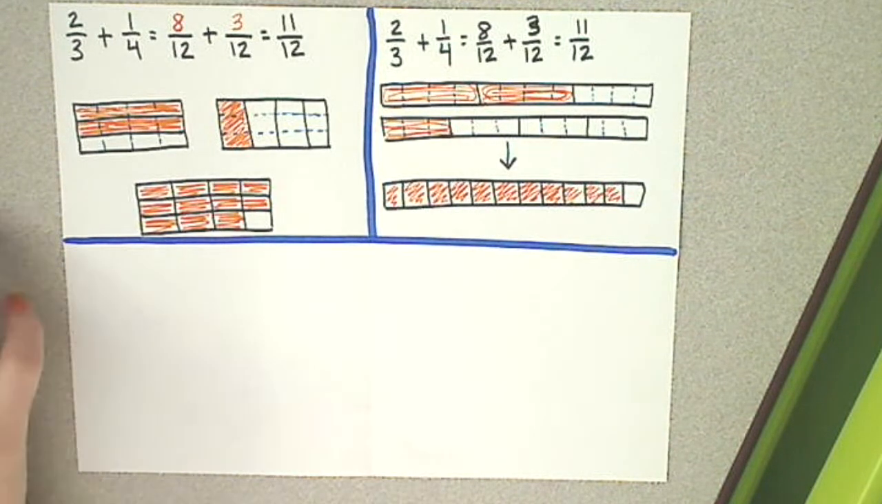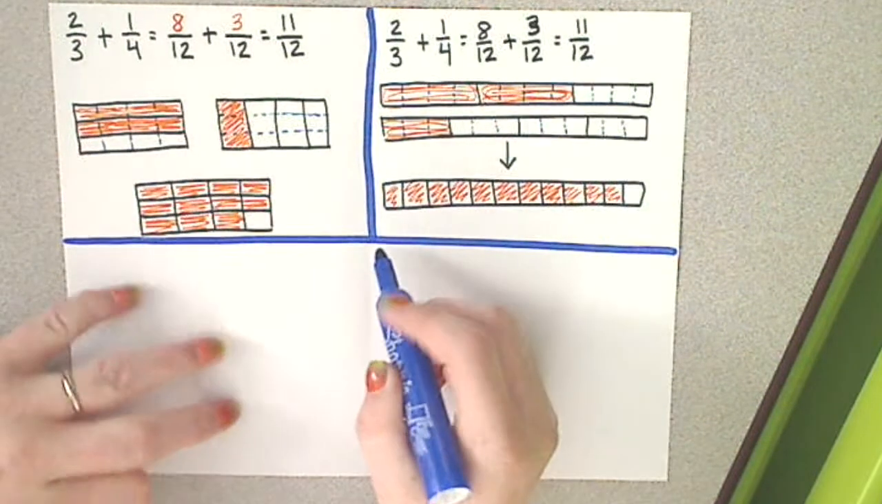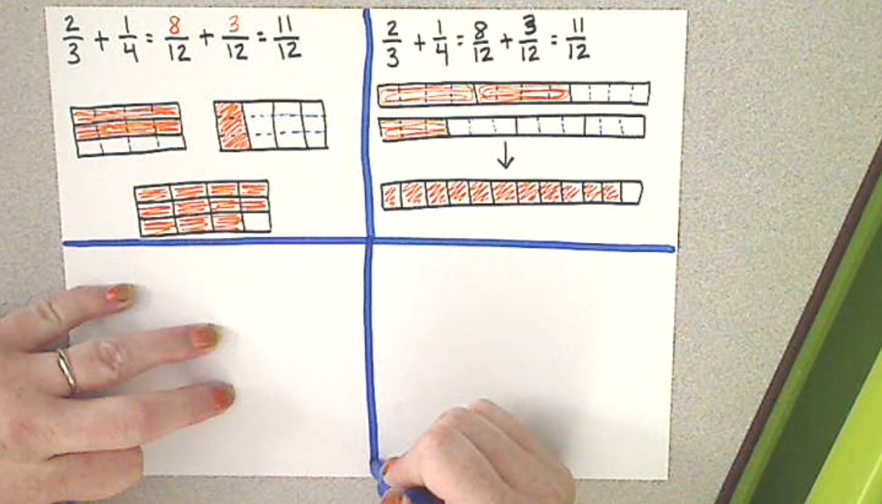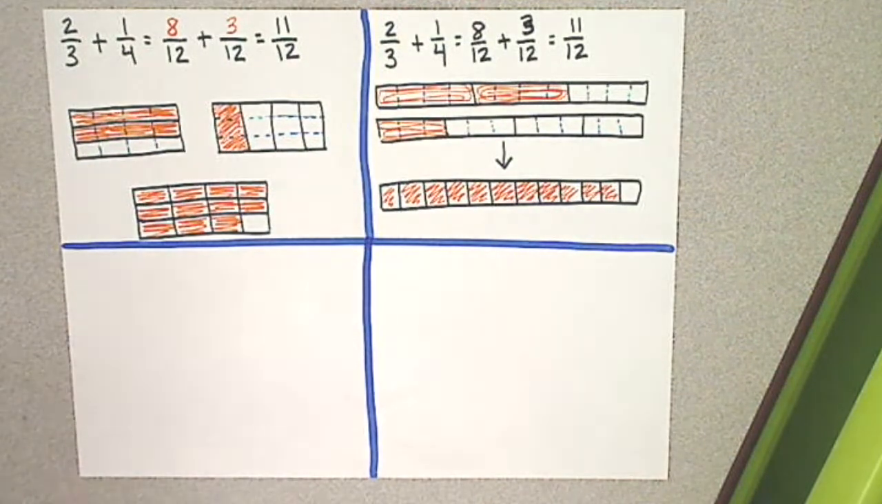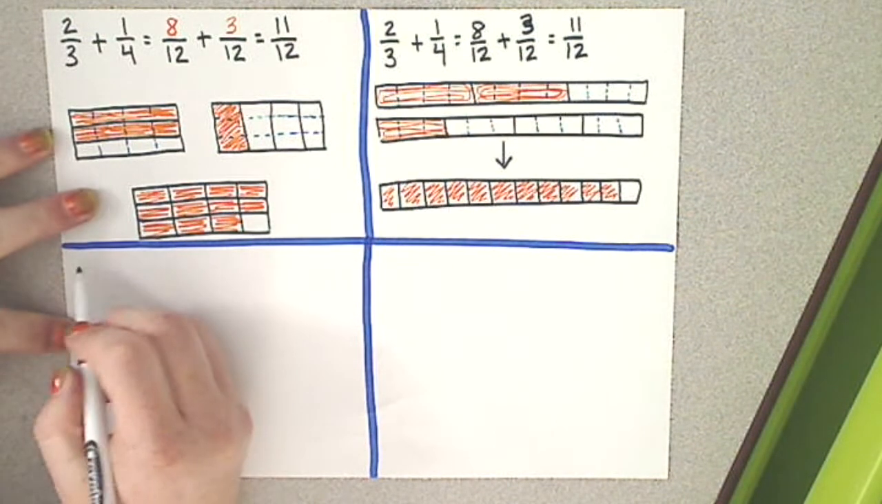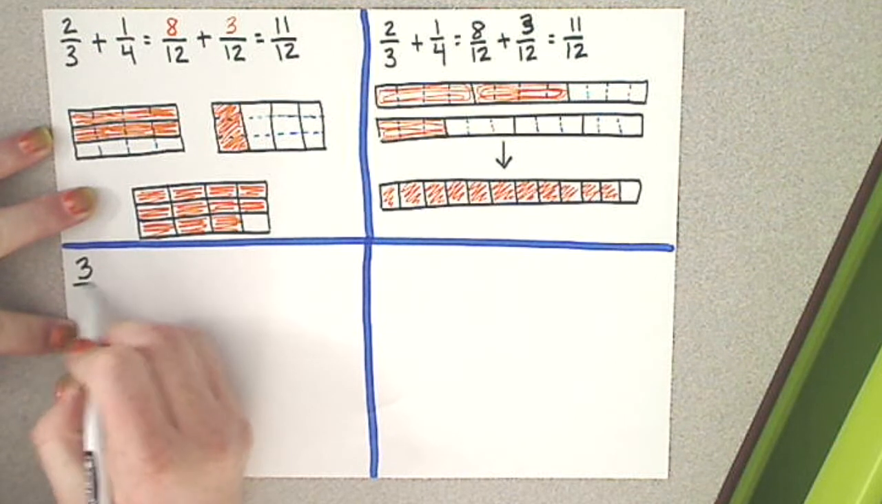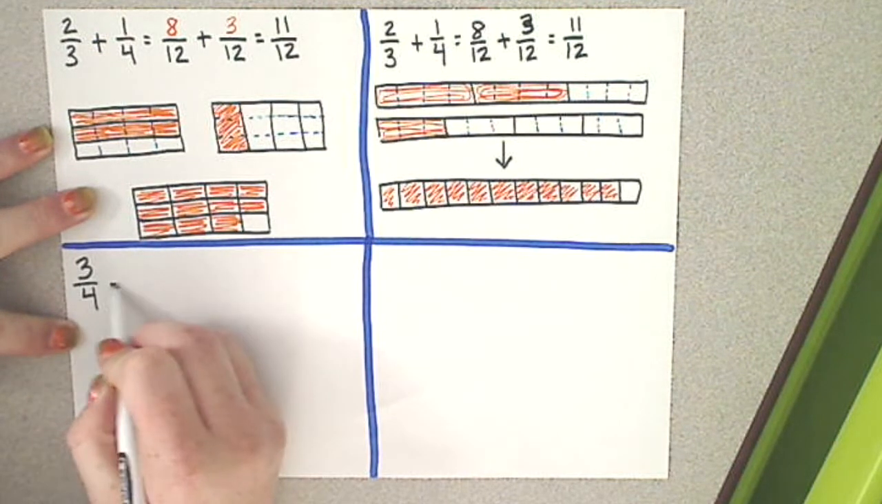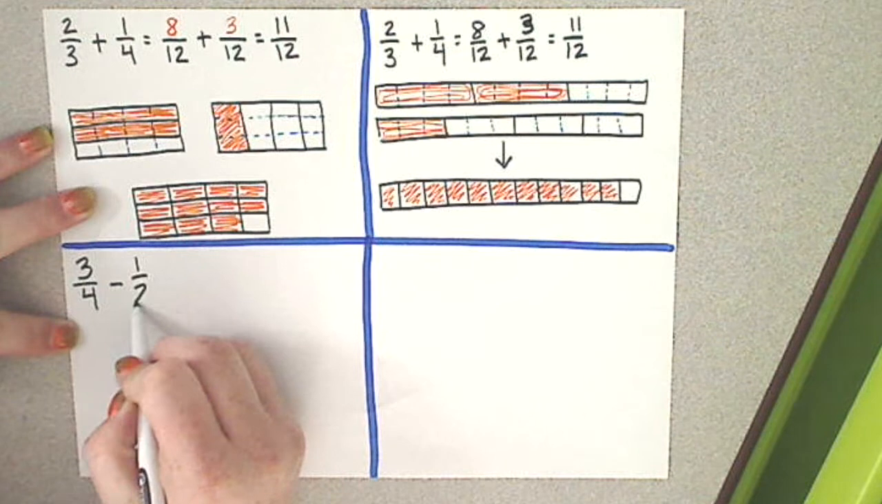So let's move on to our subtraction. Let's just make this straightforward addition and subtraction. I do not want to confuse you with multiplication. All right. So we are going to start with 3/4 minus 1/2.